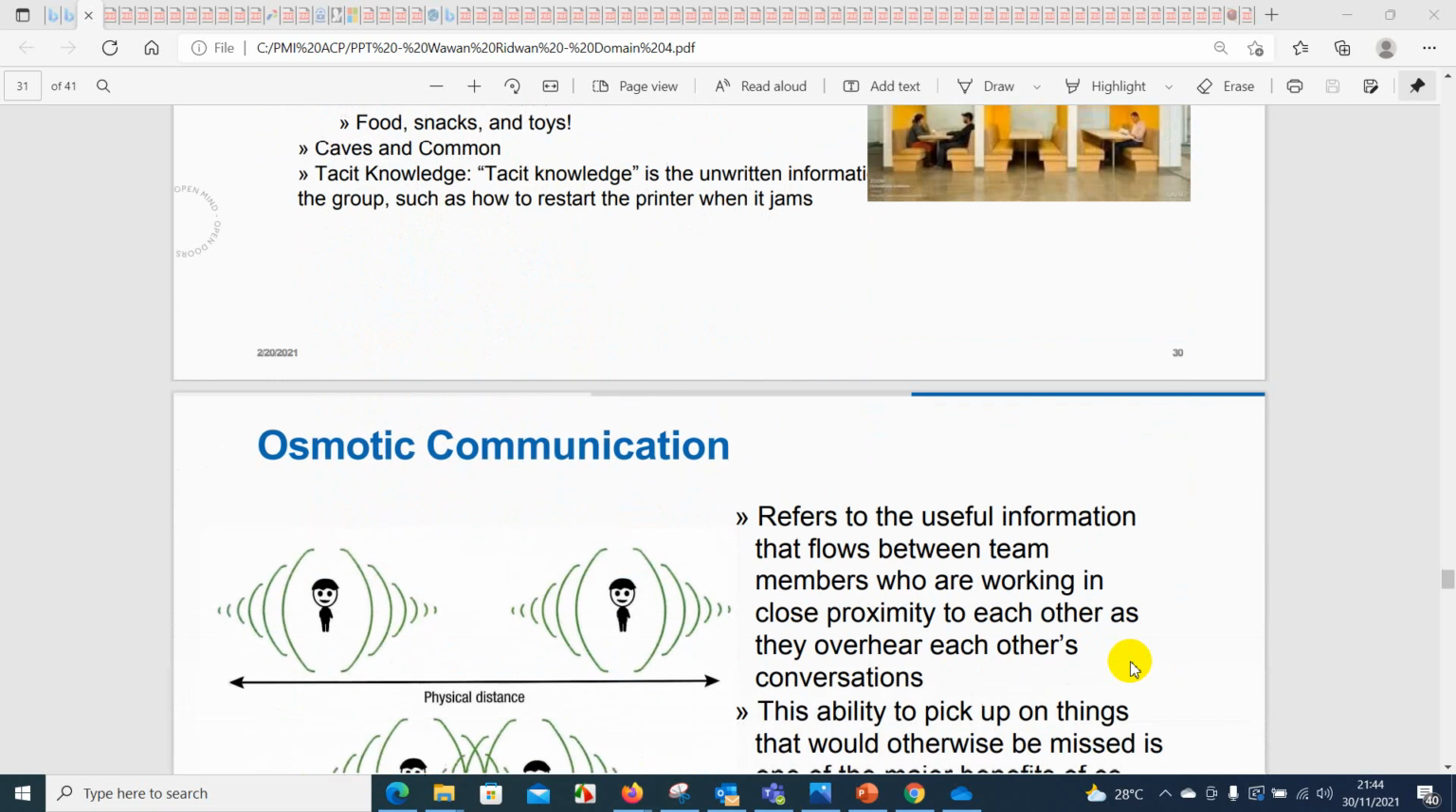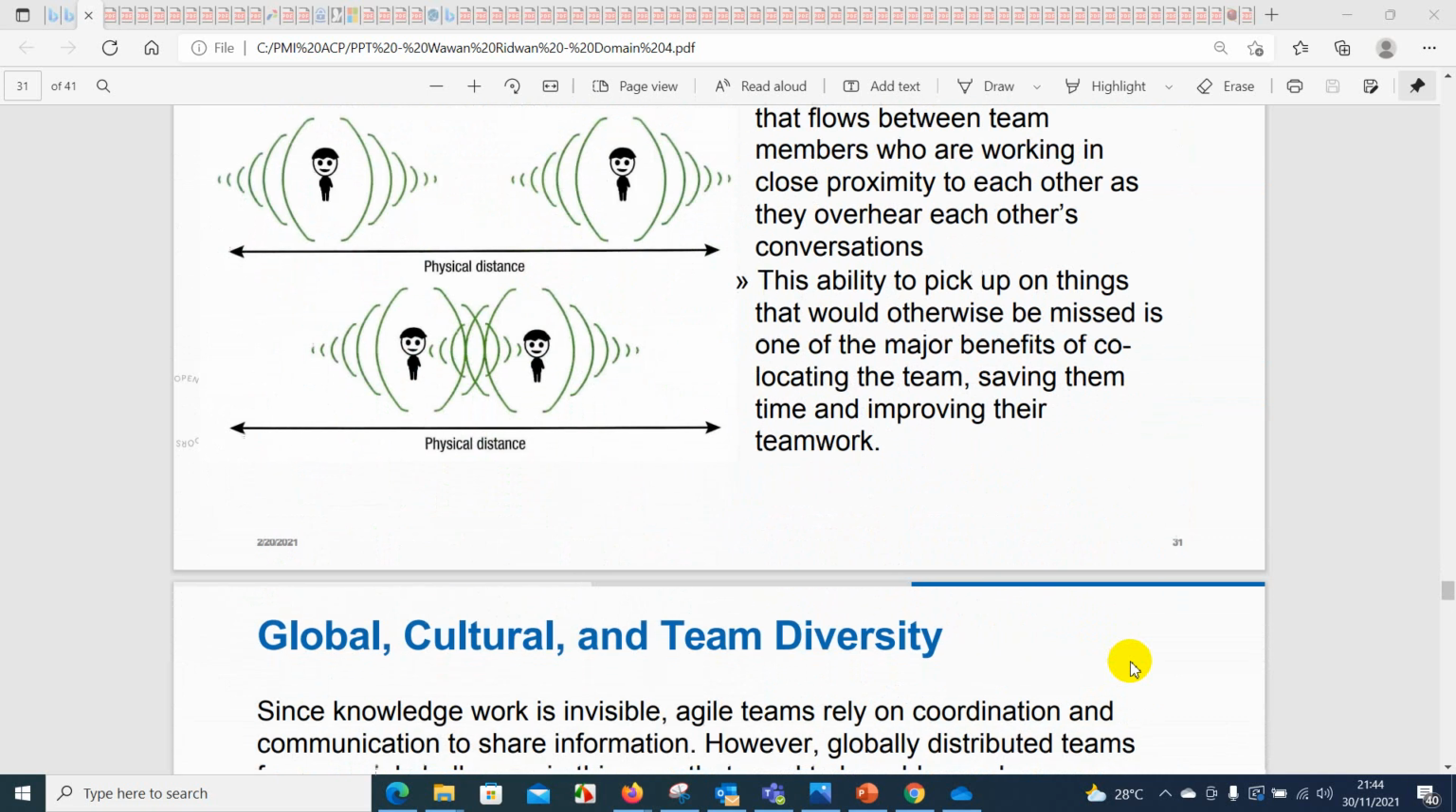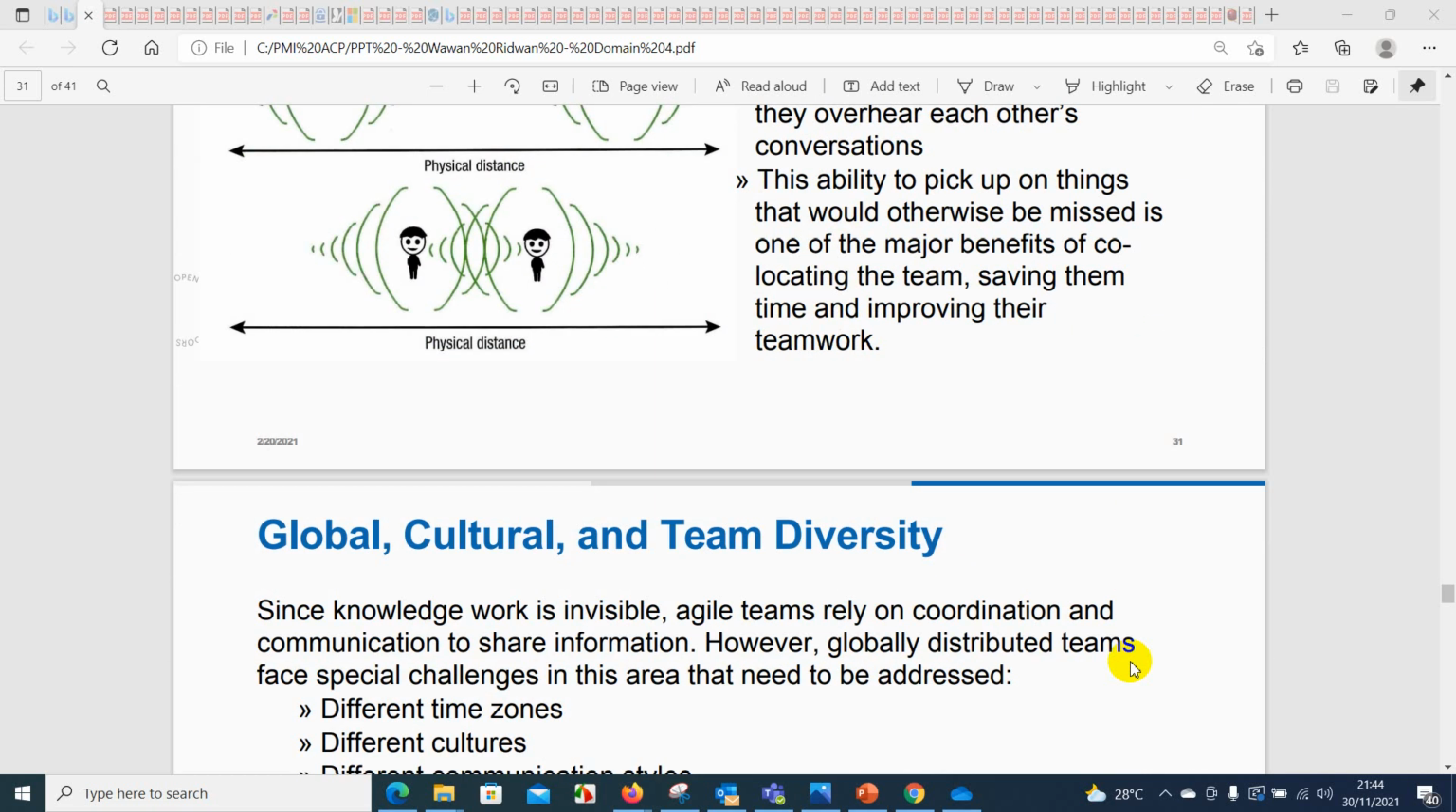Okay, terus automatic communication, nah ini dia. Refer to the use of information that flows between team members who are working in close proximity. They overhear each other's conversation. This ability to pick up things that would otherwise be missed is one of the major benefits of collocating teams, saving them time and improving their teamwork.